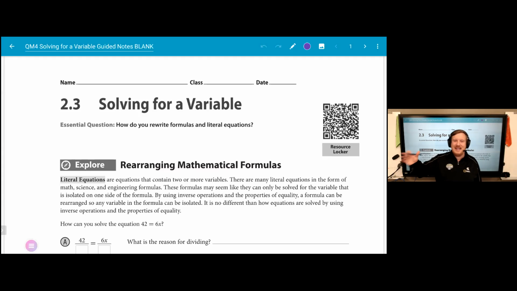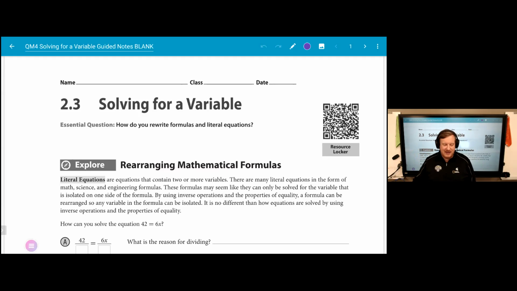All right, Algebra 1, it's time for one of the most important skills that you can have in algebra. This applies to your science classes as well. It's all about solving for a variable. Sometimes we've got equations where we don't have all the information. We've got more variables than we know what to do with, but we can rearrange them so we can have it how we want it.